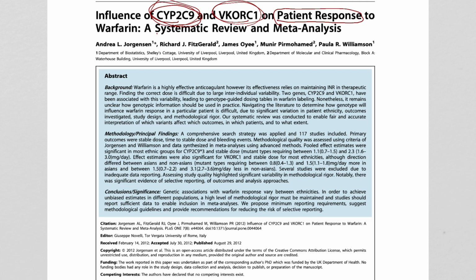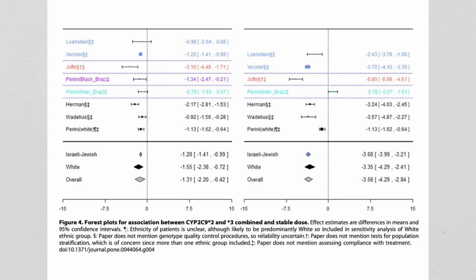This is a systematic review and meta-analysis, which means they took papers from many other publications from other labs, and are trying to collect them all together, do a statistical analysis, and ask, do they concur in giving us the conclusion that these 2 CYP and VKOR genes matter and that we should be paying attention to them when we're determining dosing schemes for warfarin. All right. So the conclusions.